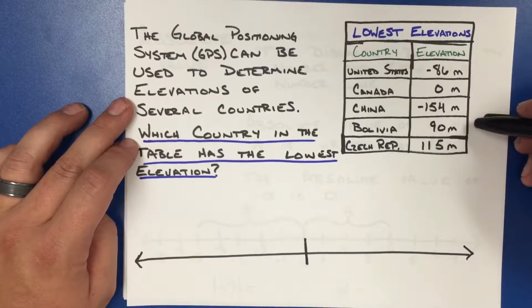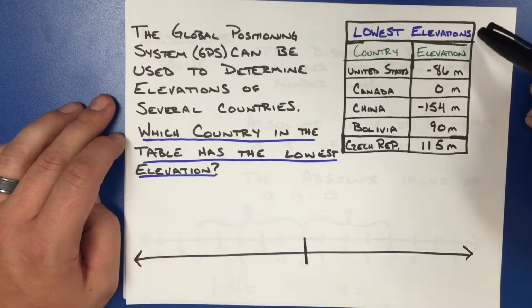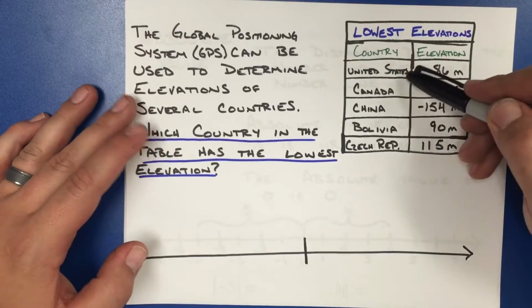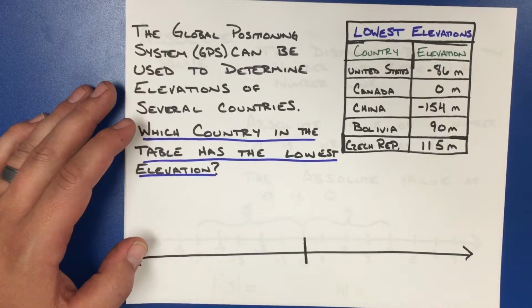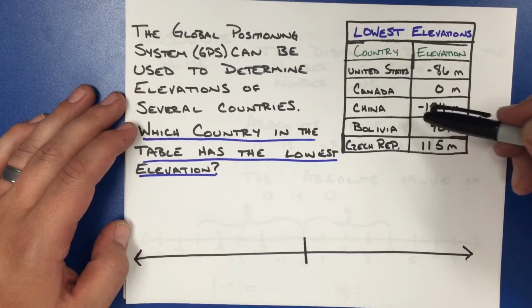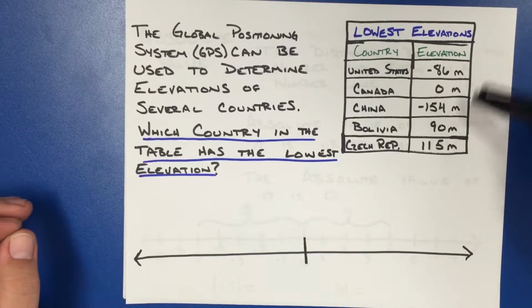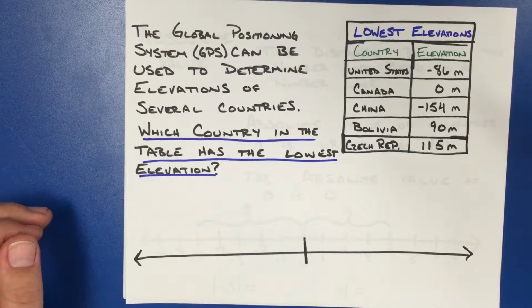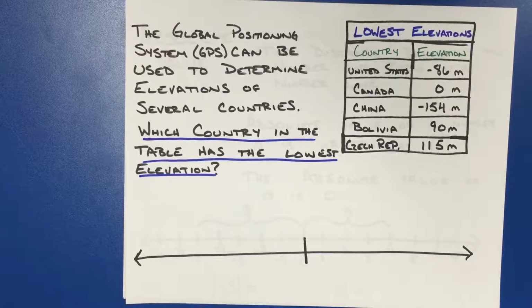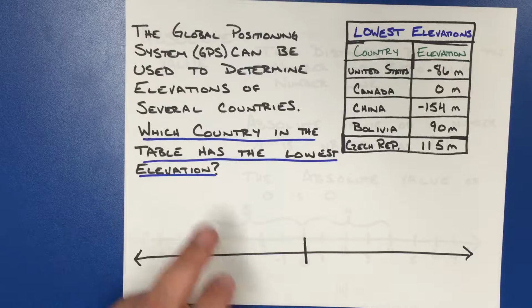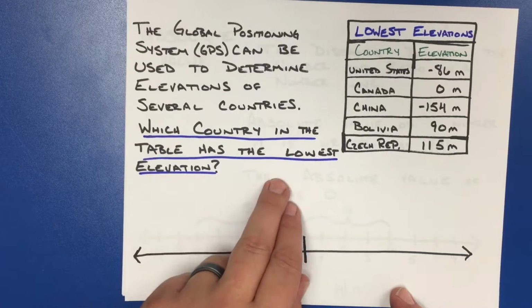So now in our table here, just so you understand what we're looking at, this table shows the lowest elevation in each of these 5 countries. United States, Canada, China, Bolivia, and the Czech Republic. So if you go in each of those countries, find the lowest elevation, this is it. We're going to work on graphing these in order to use the graph to answer this question: which country in the table has the lowest elevation?